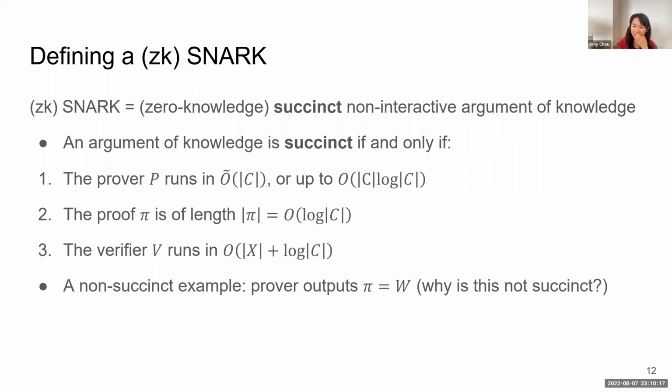Well, we talked about this two times ago, but it's because W would be linear in C. The W may not be linear in C. The witness may be short. It doesn't necessarily have to be the length of C. The reason this isn't succinct is because in order for the verifier to verify it, the verifier has to run the entire circuit. The verifier has to plug the X and the W into the circuit and run every operation in the circuit, which would be linear in the size of the circuit.